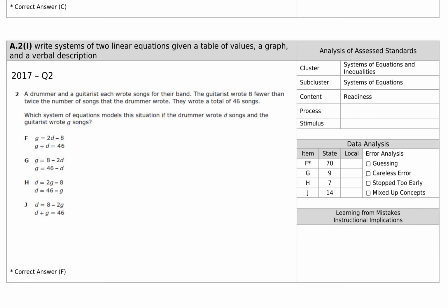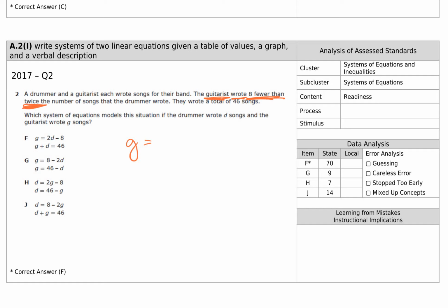Alright, here we have another word problem. A drummer and a guitarist each wrote songs. The guitarist wrote 8 fewer than twice the number of songs the drummer wrote. So here we're starting out with the guitarist, G. He equals 8 fewer than twice the number of songs that the drummer wrote.